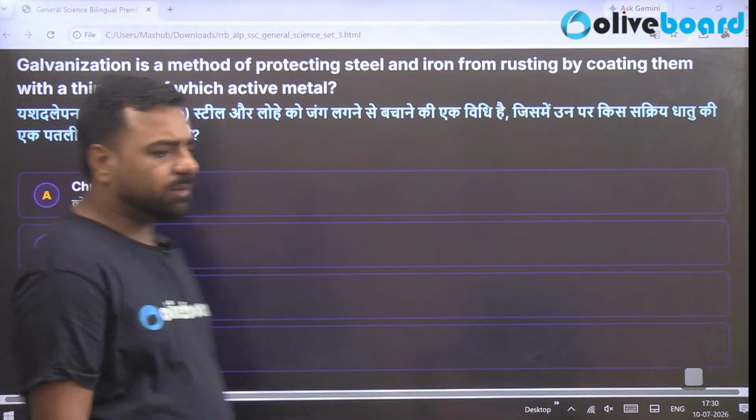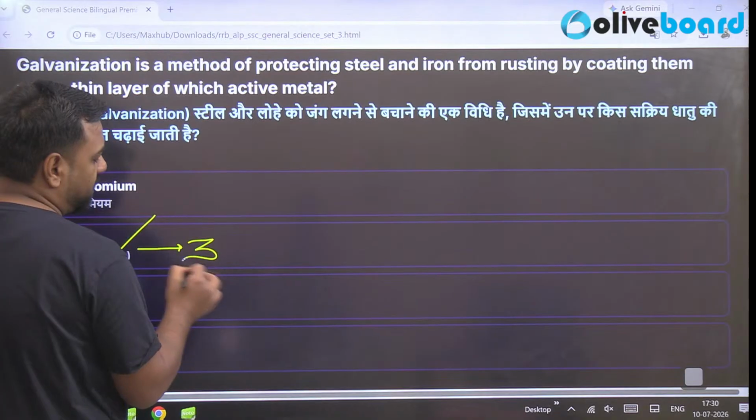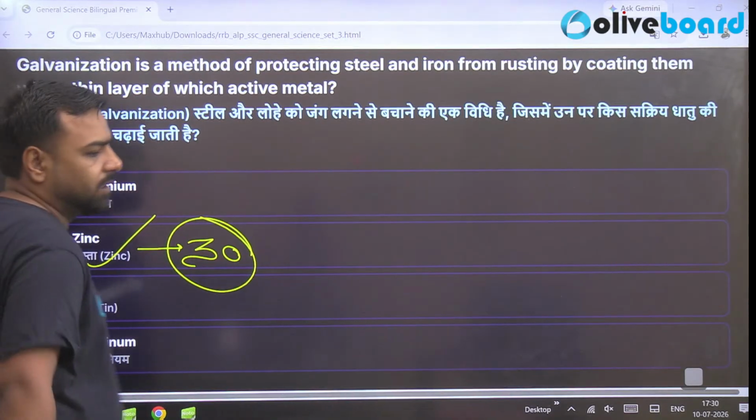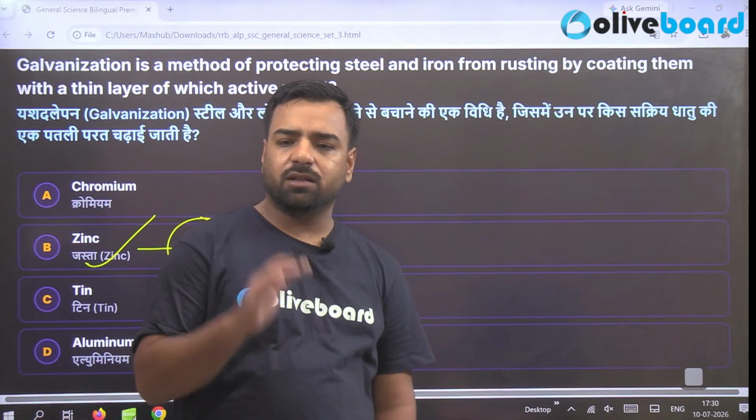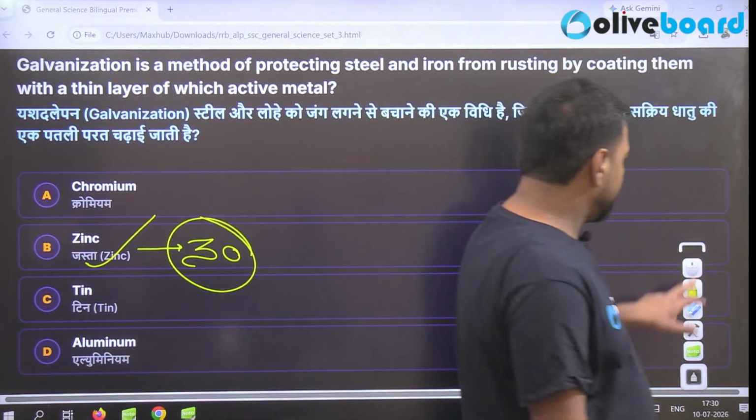But if you look into the PYQs, its atomic number is also asked. The atomic number of zinc is 30. So the atomic numbers of the elements, you need to remember them because they are asked again and again in the examination. So this is also sorted. What's the next question?